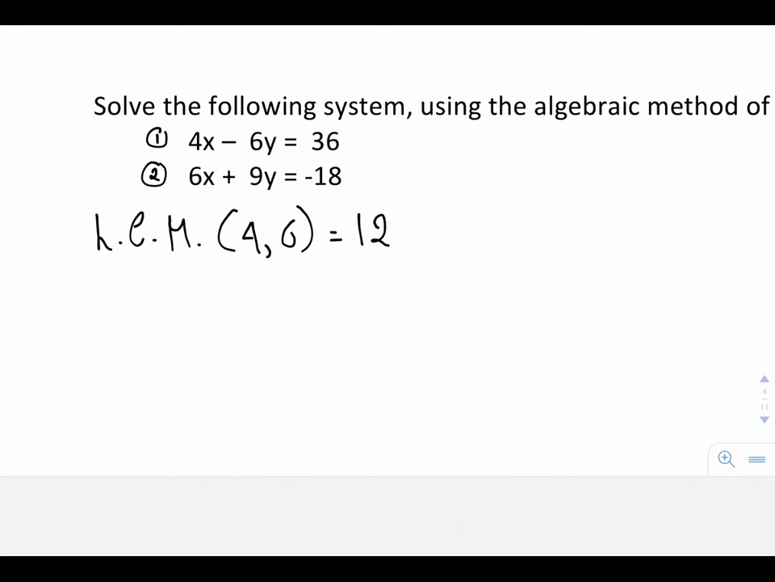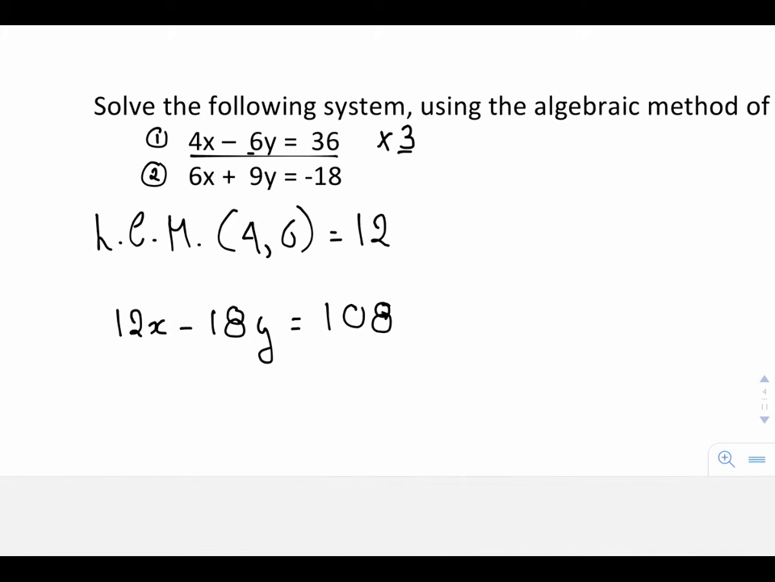So what I'm going to do now is I'm going to make my first equation have a lead coefficient of 12. And what that means is I have to multiply the entire equation by 3. Why 3? Because 3 times 4 gives me 12. So let's see what happens when we do that to the entire equation. So my new equation number 1 is going to become 4 times 3 is going to be 12x minus 3 times the negative 6, which is 18y, equals 36 times 3 is 108.